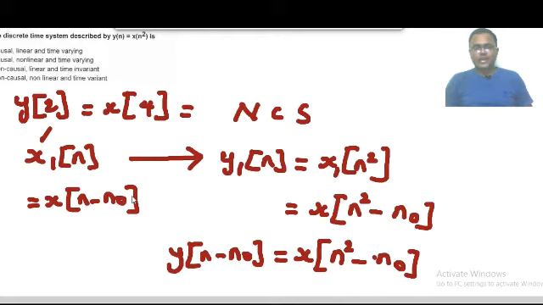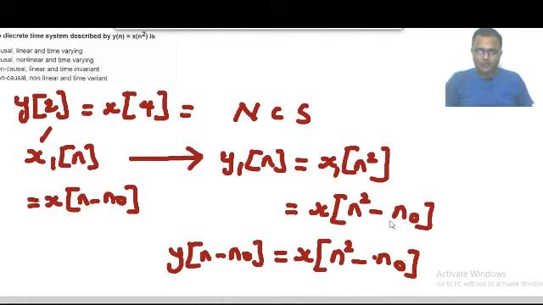So therefore here x1 of n square means in place of n we can blindly write it as n square, because x1 of n square is equal to x of n square minus n0. So here also x of n square minus n0. This is the actual output which we got for this delayed input. See, for x of n minus n0 we got output which is x of n square minus n0.